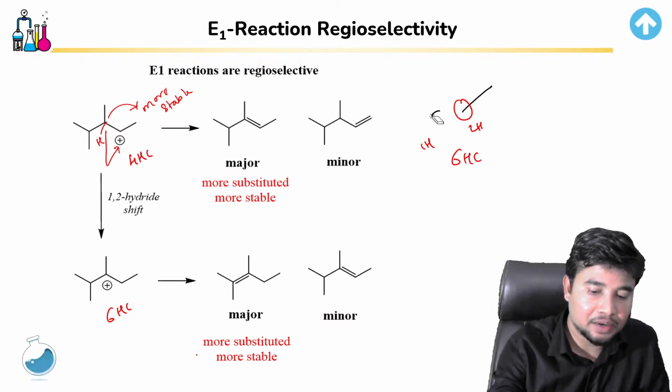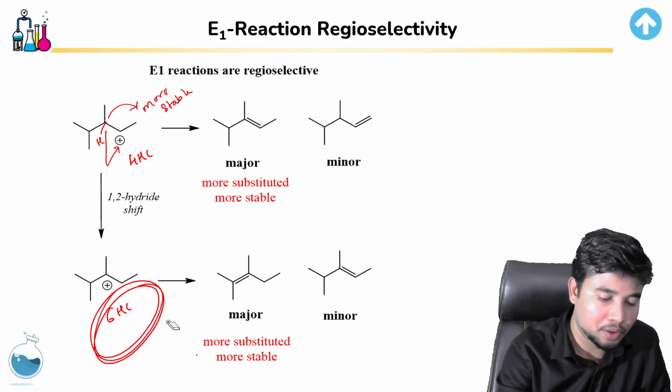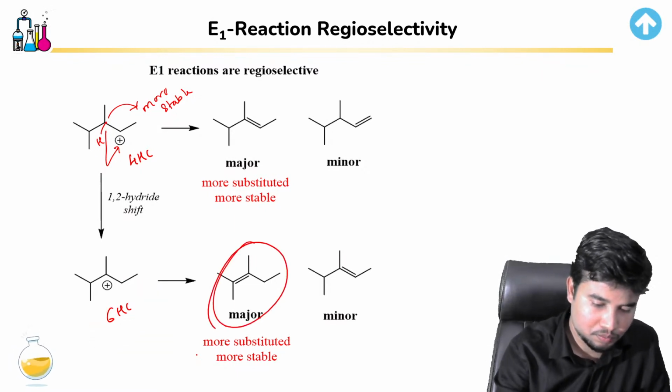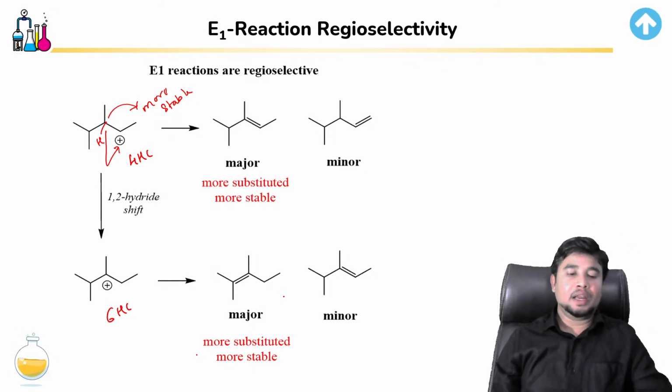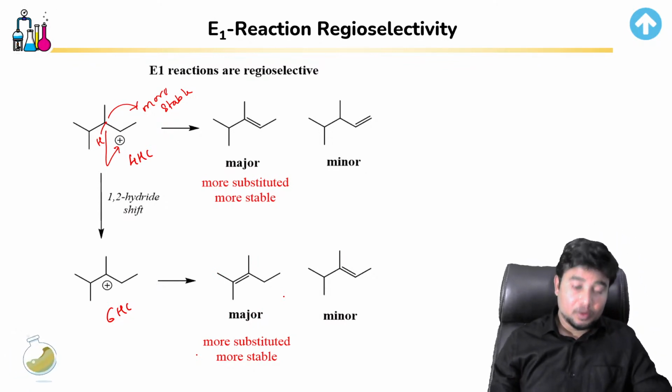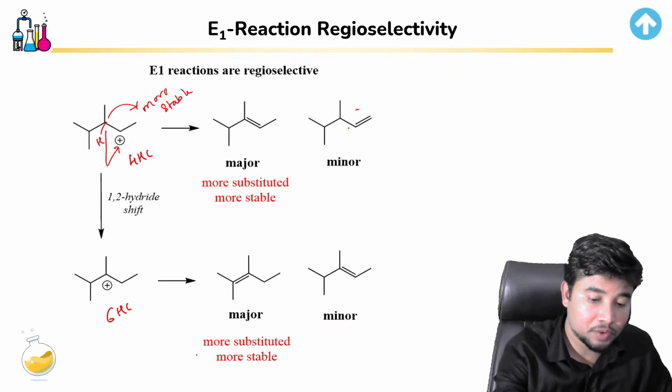Because of that reason, you could clearly see that the second one is going to give you the major product. And so this one here is the major product. Okay, and it's going to be more stable. With this carbocation, you could have got 2 alkenes. One is over here, one is over here. In both the cases, which one is more stable? This one is more stable.